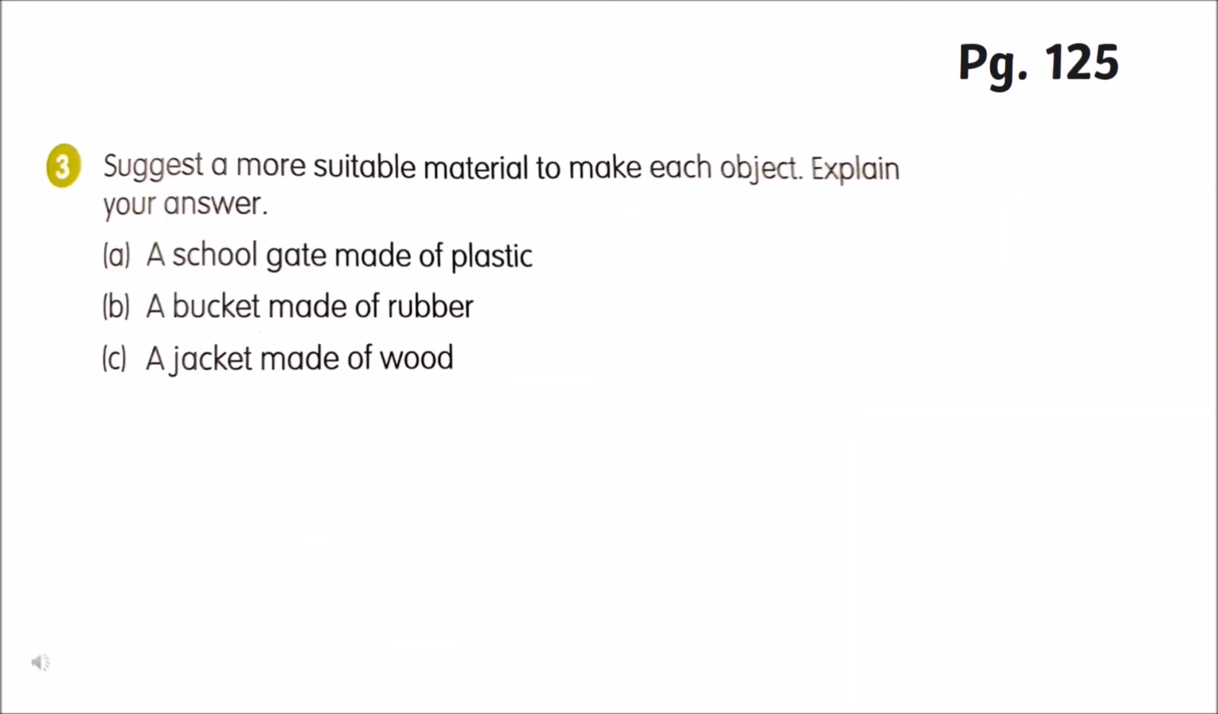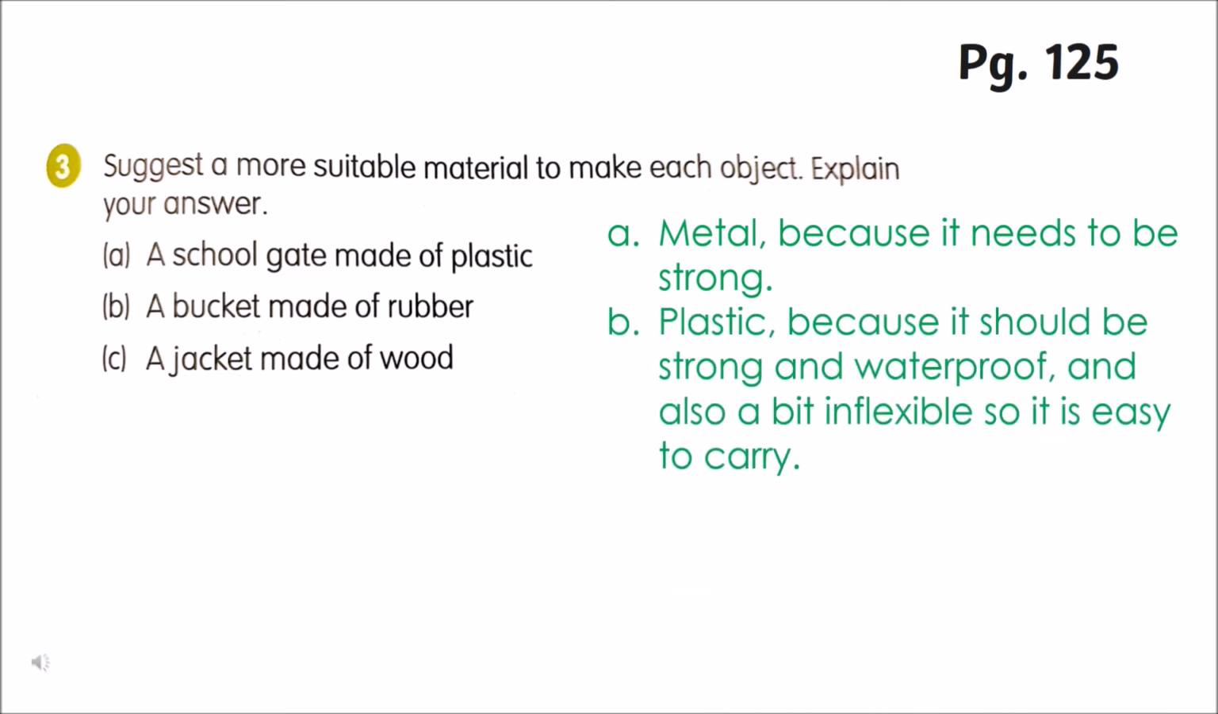Last one. The school gate, a more suitable material would be metal because it needs to be strong. B, a more suitable material would be plastic for the bucket because it should be strong and waterproof, but also it should be a bit inflexible so it's easier to carry. A rubber bucket would be very, very wobbly.